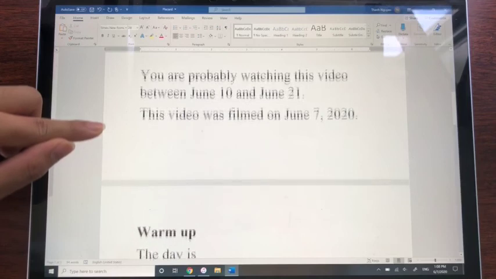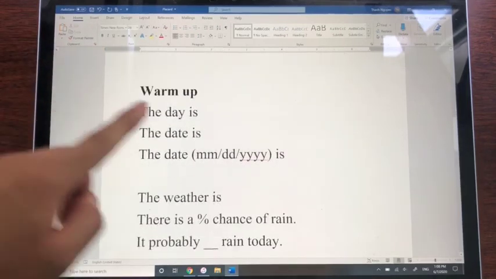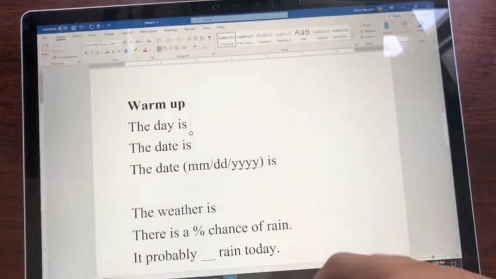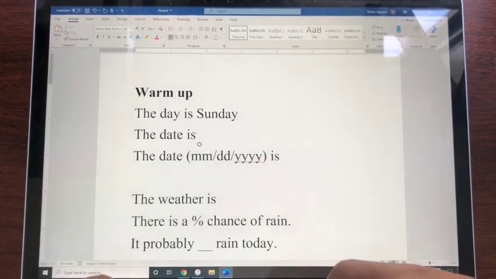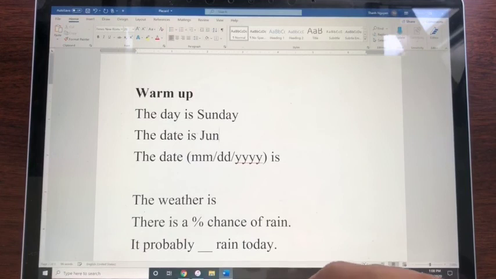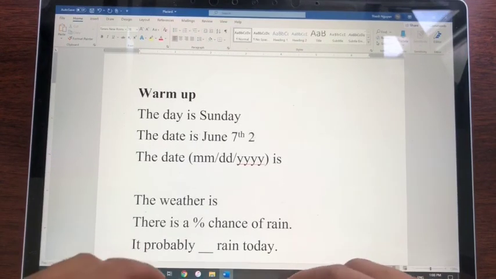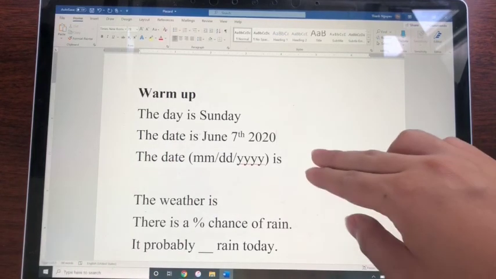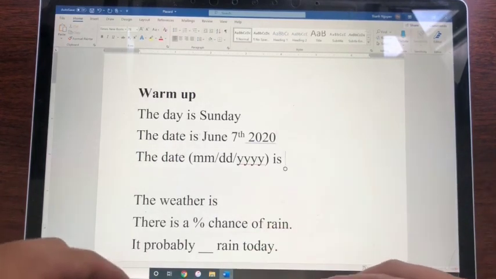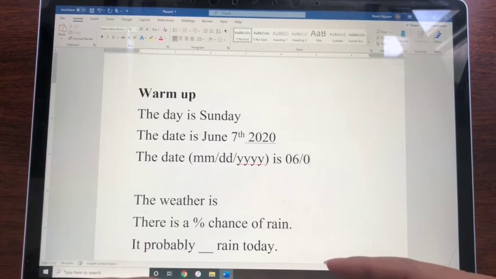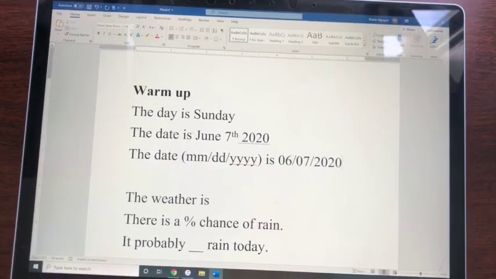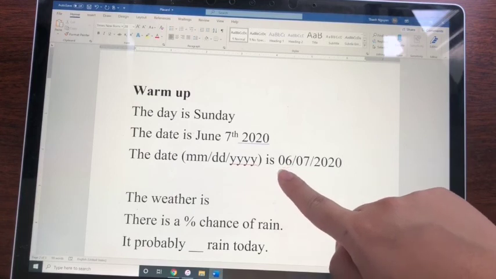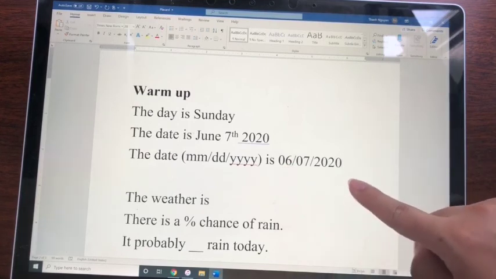So let's get started. The warm-up. The day is Sunday. The date is June 7th, 2020. The date in numbers is 06, 07, 2020. Where the month is June, the date is the 7th, and the year is 2020.